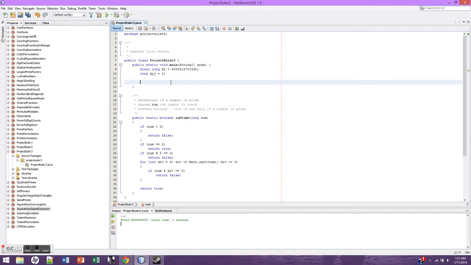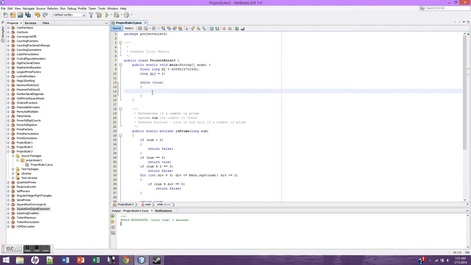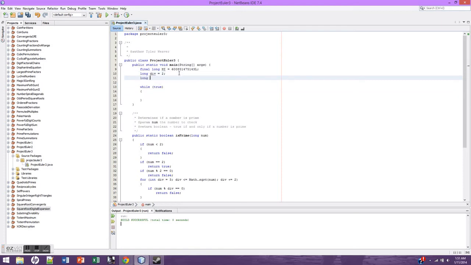Okay, sorry. So, while true, normally you don't do this, but we want this loop to continue running until we reach something that meets the condition. And whenever I did this the first time, I had another variable, long highestSoFar. And this was to check, if there were more than one prime factor, it would check the highest prime factor. But I quickly realized that there is only one prime factor of this number, besides 2, of course.